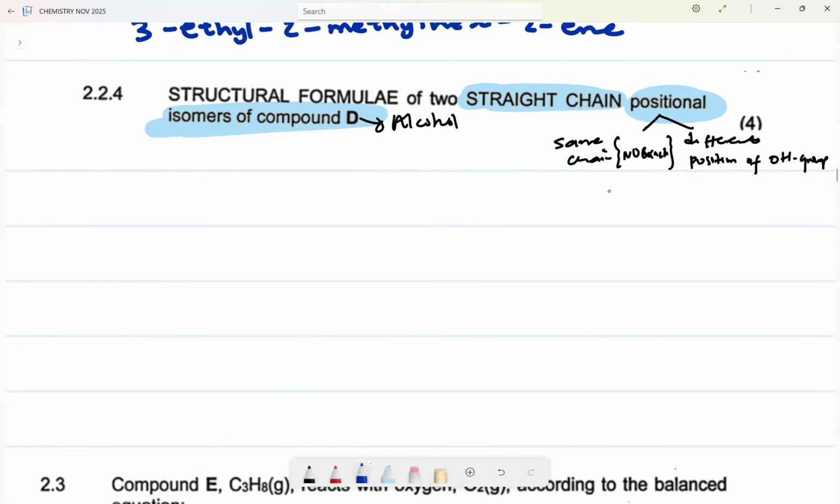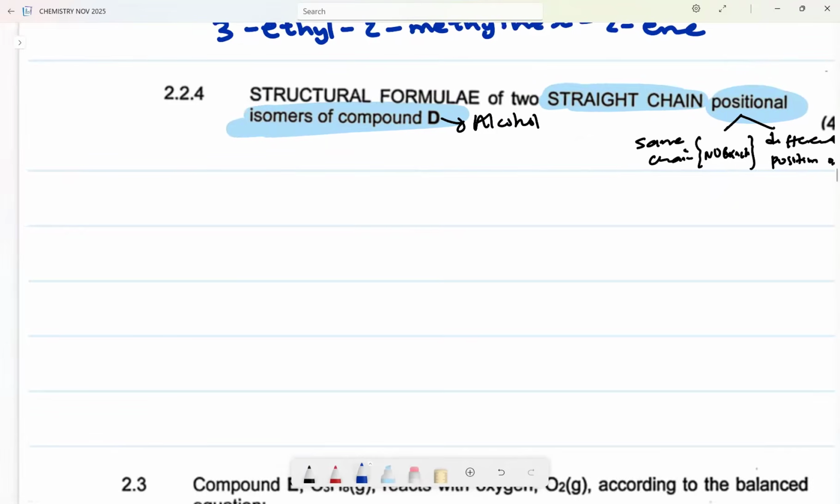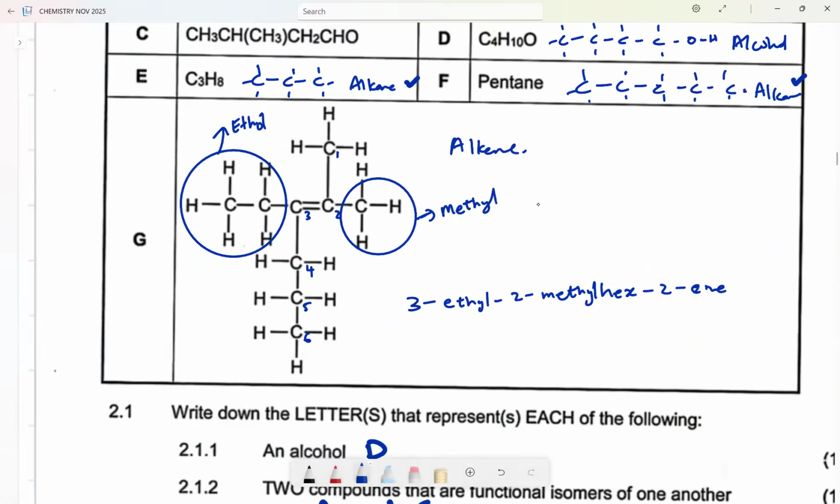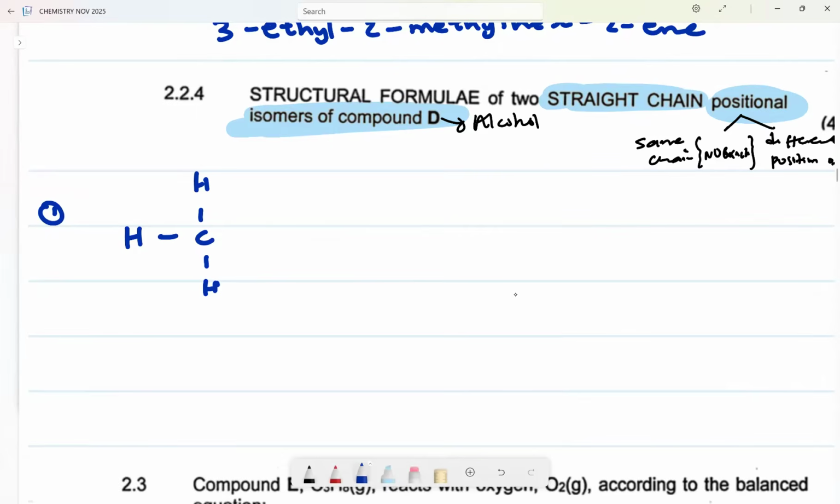So how can I draw those positional isomers? I'll say the first one can look like this, where we have H, C, H, H, like that. How many carbons does it have? It has 4 carbons. Okay, this is the first one. Now, can you see the position here? The position of the functional group, it is on carbon number 1.